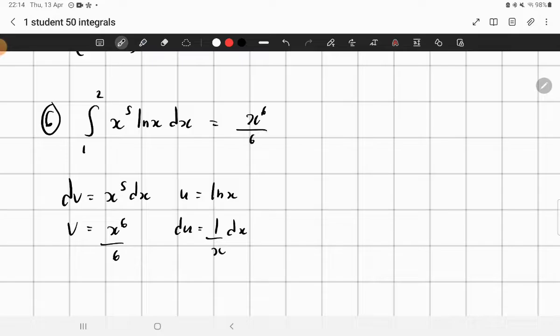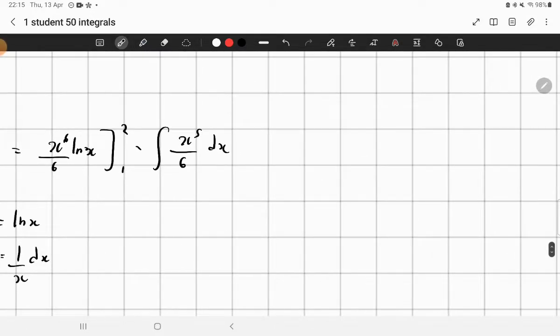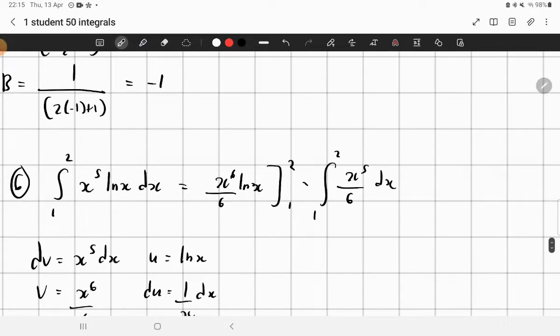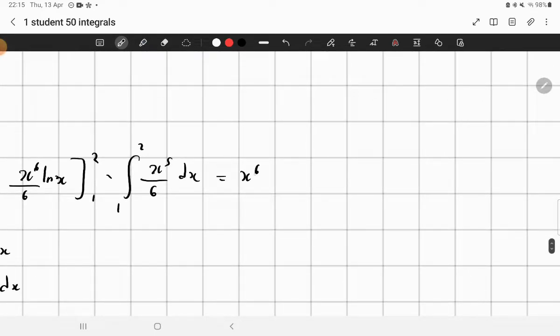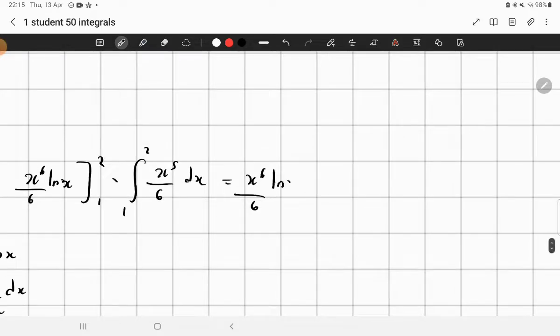So x to the power 6 over 6 ln of x from 1 to 2, minus the integral of x to the power 5 over 6 dx. Oh sorry, forgot my limits here, so 2. And now you could solve this: x to the power 6 over 6 ln of x, minus, essentially I could just combine both of them, no problem. So x to the power 6 over 6 ln of x minus x to the power 6 over 36, from 1 to 2. Now you can solve this.